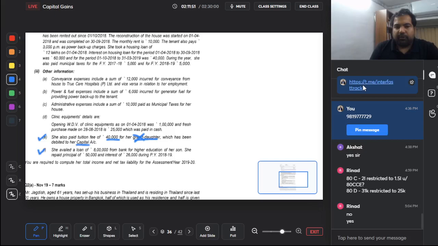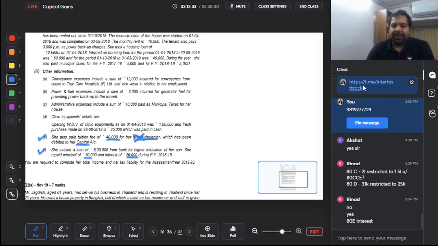She availed a loan of 8 lakh from bank for higher education of her son. She repaid principal of 50,000 and interest of 26,000. Guys, education loan. This is not 80C. This is 80E. Interest of 26,000 can be taken, yes. But what about 50,000? Can I take it under 80C? No. Principal repayment and all, no. You get only of the fees that you actually pay. This higher education, whether it's in India, abroad, we don't know. So we are not going to go on 80C lines. Alright. Anything else?